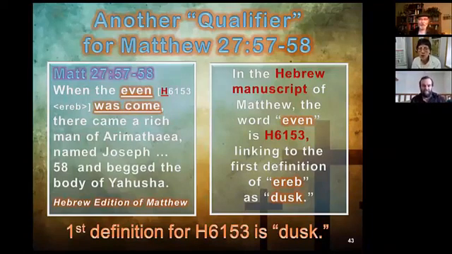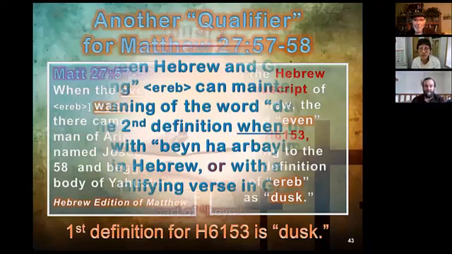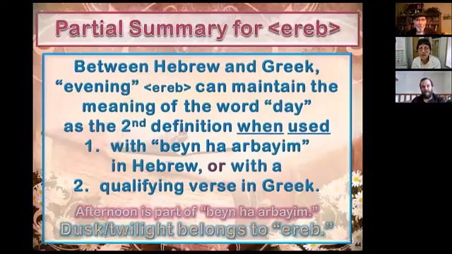We're just going to do a partial summary for this word ereb before we go on to the next part. Between the Hebrew and the Greek, the word evening, or ereb, can maintain the meaning of the word day as the second definition when it is used with the phrase ben ha-arba'im, or between the evenings, in the Hebrew, or number 2, if there's a qualifying verse in the Greek. And we found that we had the qualifying verse in Mark chapter 1. Afternoon is also part of between the evenings, or ben ha-arba'im. And also, we're just doing a review, dusk and twilight belong to ereb.